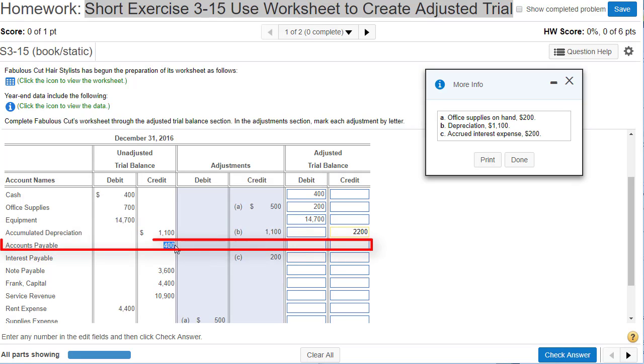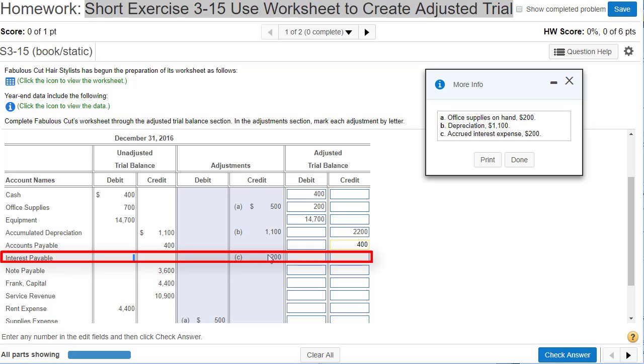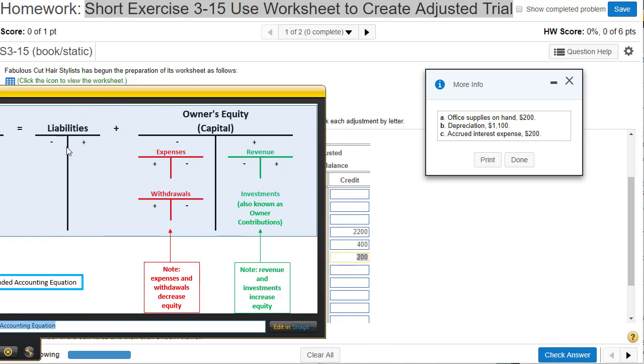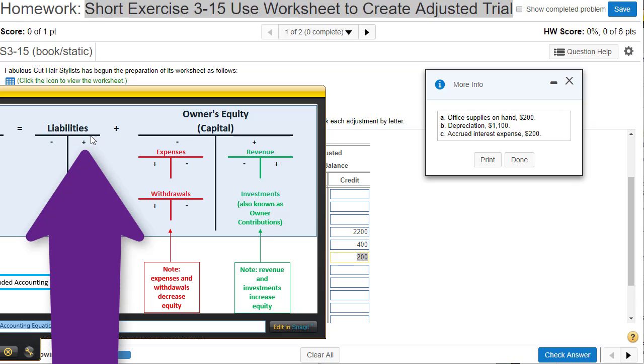Then we've got accounts payable, which is a credit. It's not adjusted according to this. So I'm going to put that on the credit side. We had nothing in interest payable, and then we increased it by 200 more. So I'm going to copy that and make sure that it's still on the credit side. So this is a credit, so it's got to go on the credit side. And that makes sense. Interest payable is a liability. Liabilities normally have a balance on the credit side. Remember, normal balance just means the plus side.